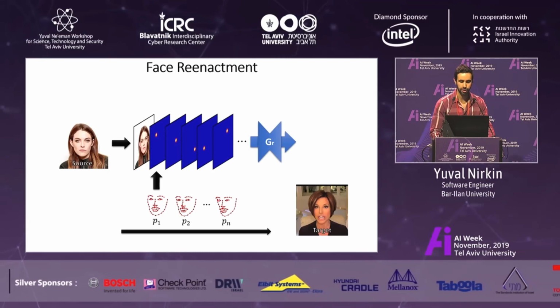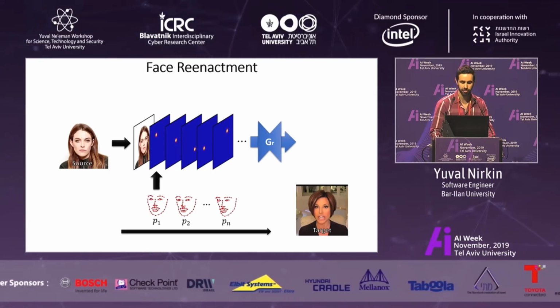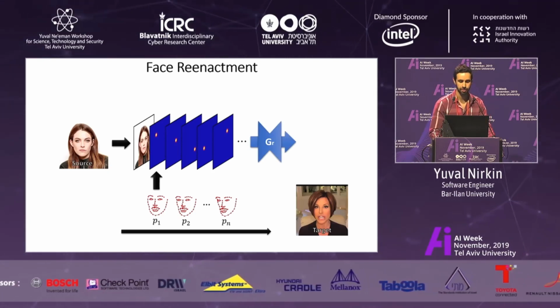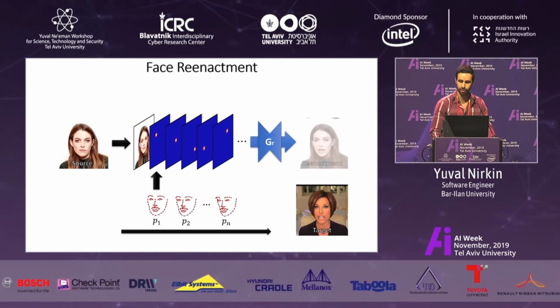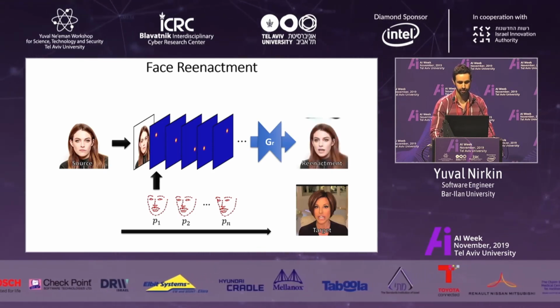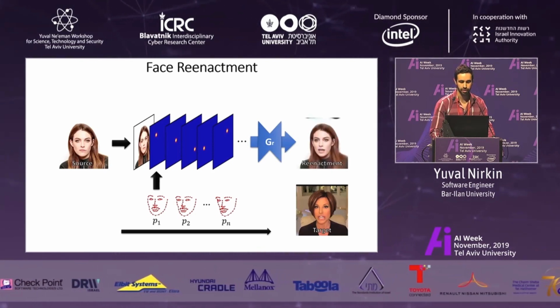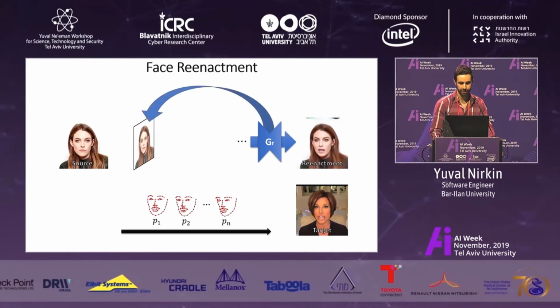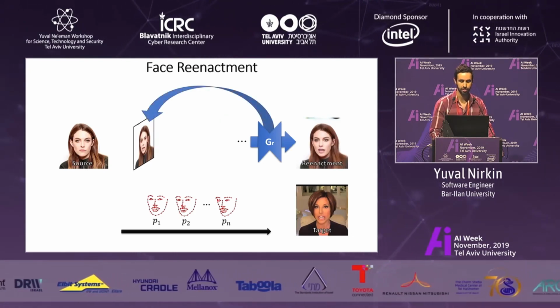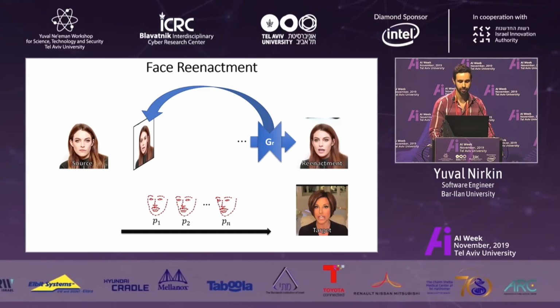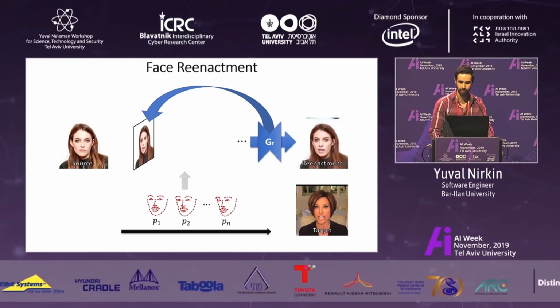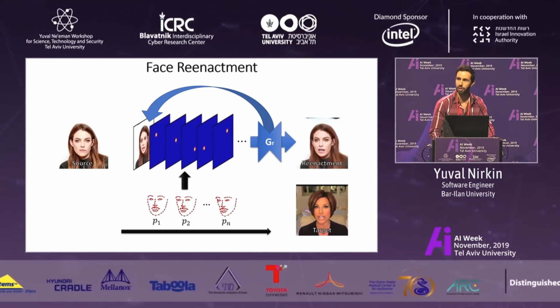The reenactment generator GR then takes the source image concatenated with the heat map as input and generates the reenactment result. In the next iteration, we replace the source image with the result from the previous iteration and encode the heat map for the next face landmarks P2.